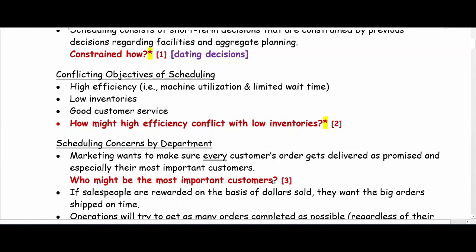Marketing wants to make sure every customer's order gets delivered as promised, and especially the most important ones. Who might be the most important customers? First answer is the one that you have the biggest amount of business with, the largest percentage of your business tied to that particular customer. Another one that you may lean favorably towards is the ones with lower volume but a lot of profit to them. So you might defer to them in many cases. Or, with the promise of more business, you might defer to those customers.